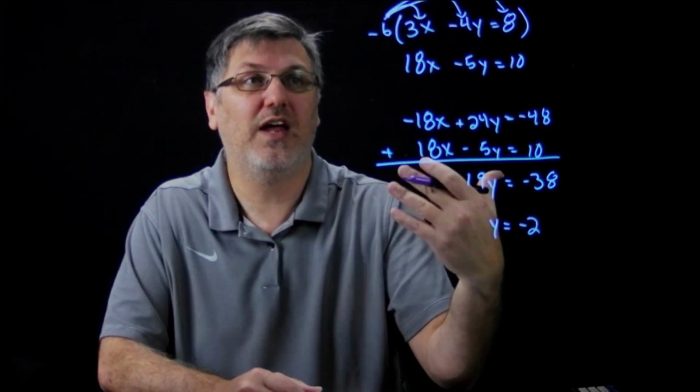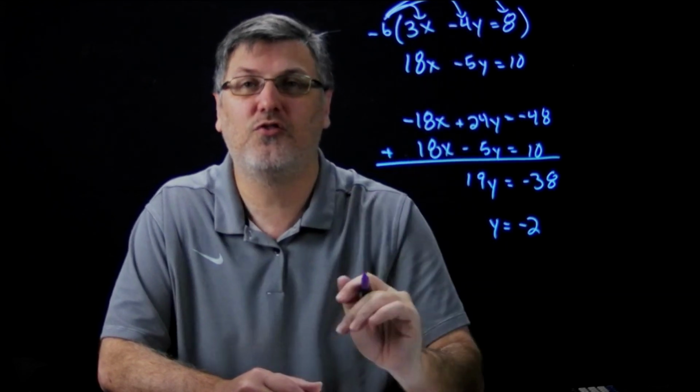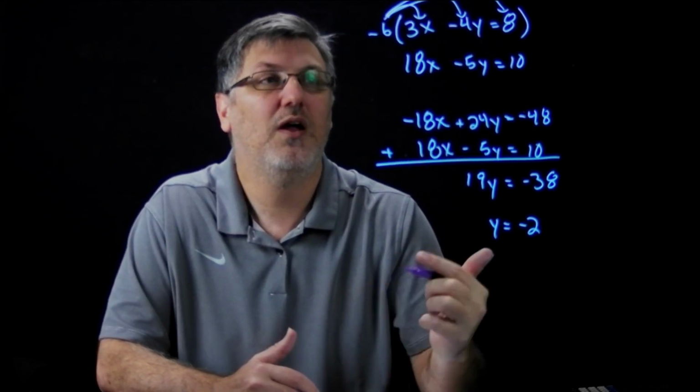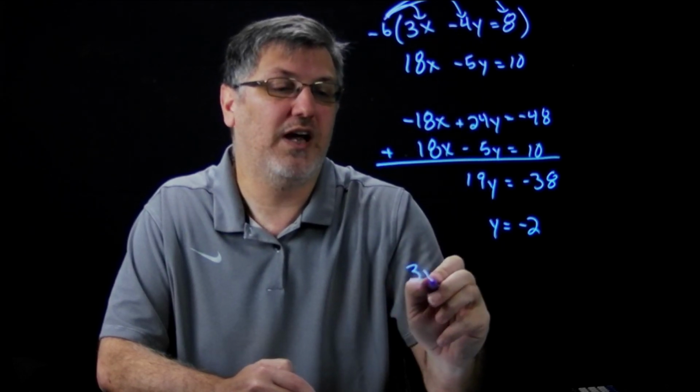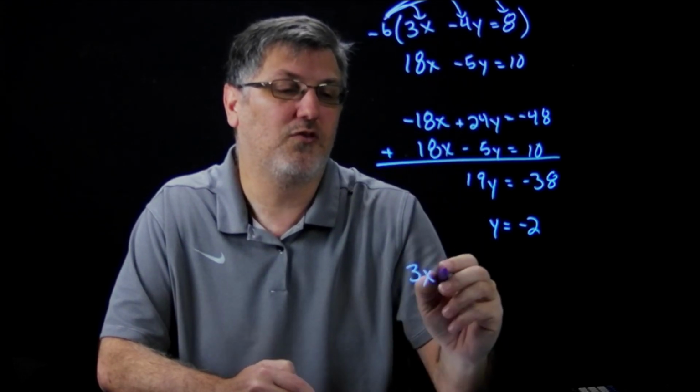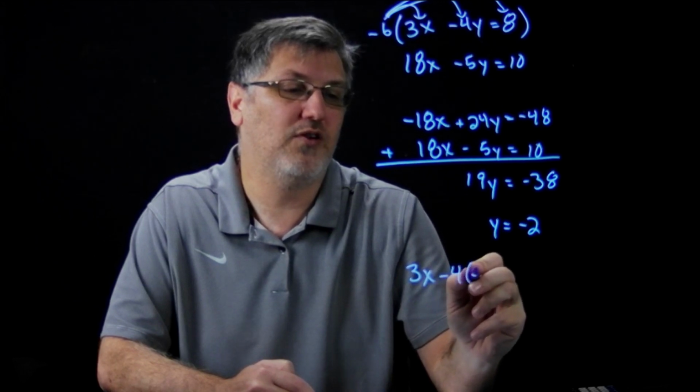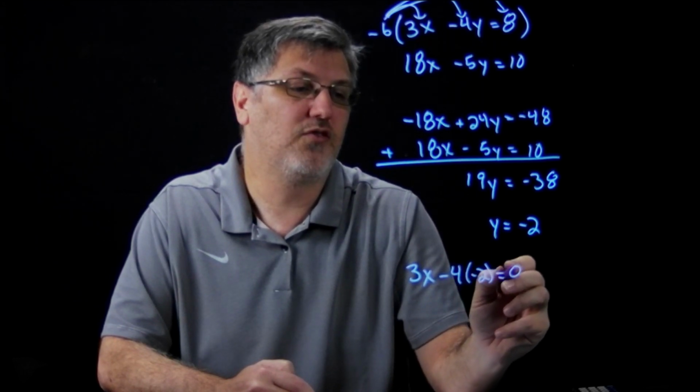Now I just need to find the x value. So I can use either one of these first two original equations to find the x value. And what we're going to do is substitute my y value in. So I'm going to use my very first equation: 3x minus 4 times a negative 2 equals 8.